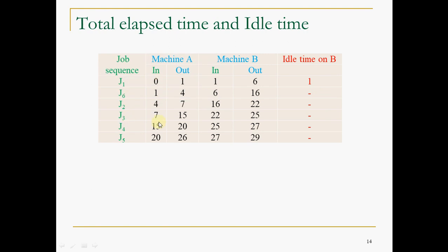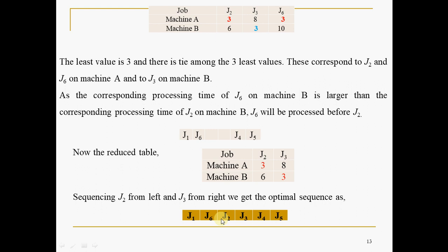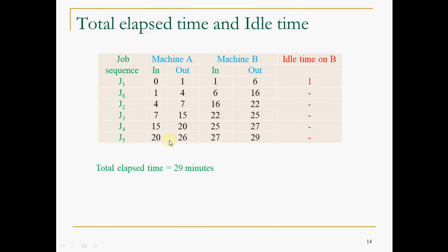So, the job sequence you have now is J1, J6, J2, J3, J4 and J5. You have to write it out, and as usual, in and out for machine A, machine B, always starts with 0, in other words 1. So please don't think that it will always be 1. You have to see the data, that is 0 and 1.